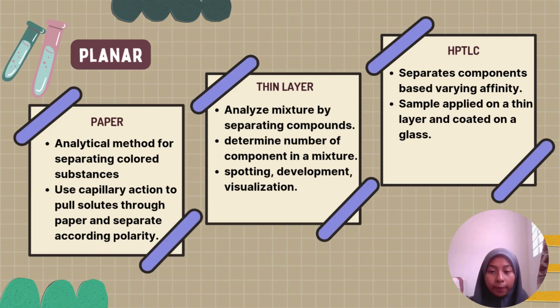Now I will talk about the planar. First is paper chromatography. It's an analytical method for separating colored substances. Second is thin layer. It analyzes mixtures by separating compounds. And third one is HPLC, where it separates components based on varying affinity.